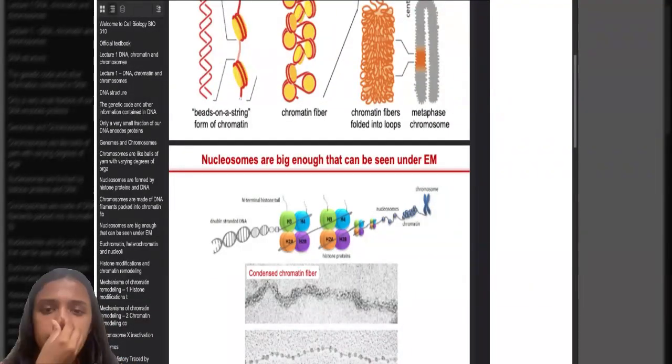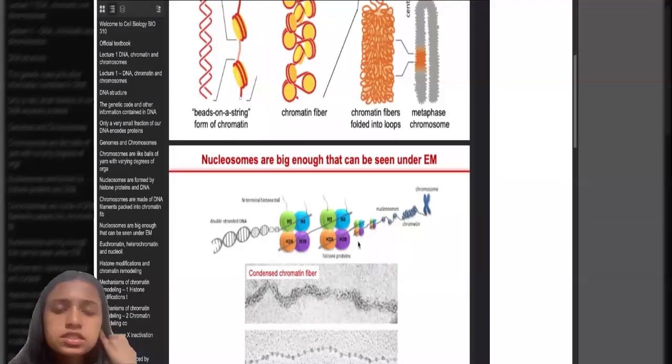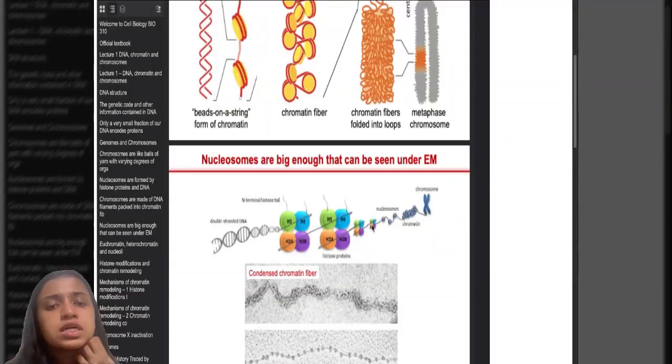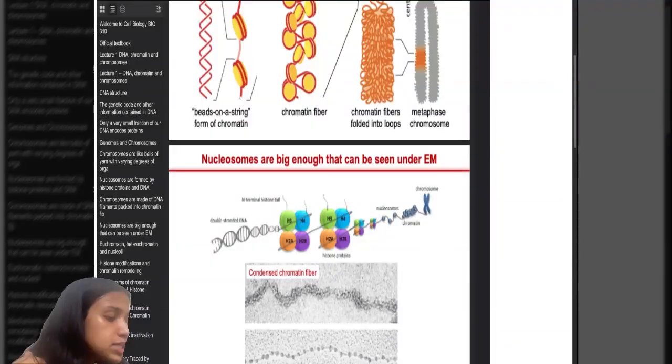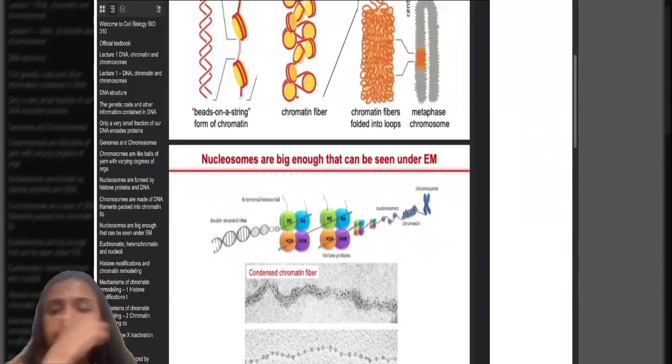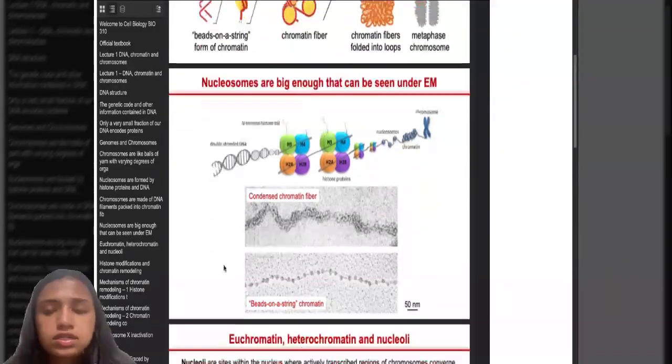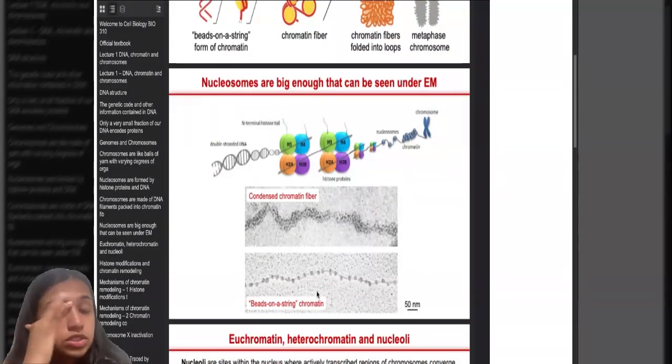Nucleosomes are big enough that they can be seen under an electron microscope. So you have the double-stranded DNA helix, the N-terminal of the histone fold, then you have all these different histones, right? And then histone proteins, nucleosomes, chromatin and chromosomes. So nucleosomes can be seen under electron microscopes, right? So a condensed chromatin fiber, and then you have beads on a string chromatin.